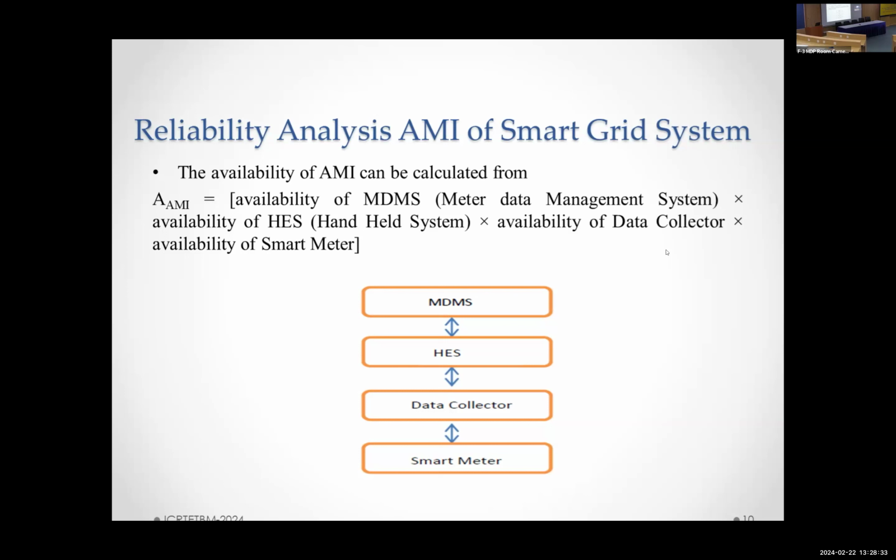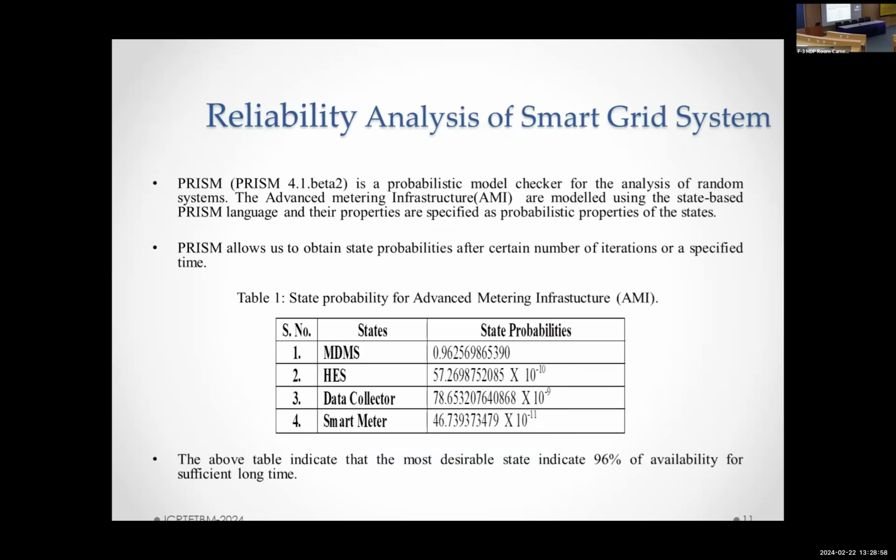So we apply the PRISM model checker on the advanced metering infrastructure, and we take the state-based model of it. After that, we calculated the various state probabilities like MDMS, handheld system, data collectors, and smart meters. We obtained a state probability of 96% availability for MDMS, which is sufficient for any smart grid system.